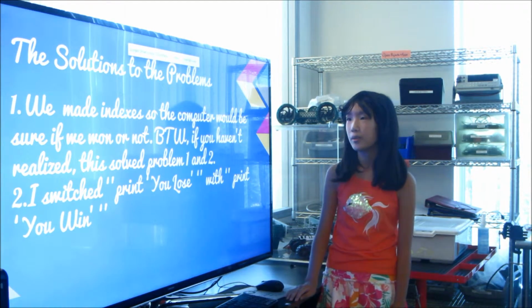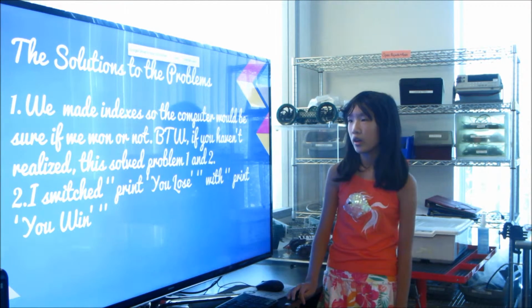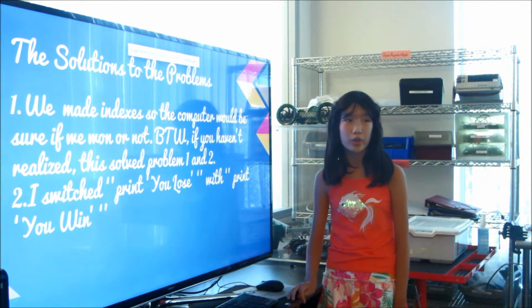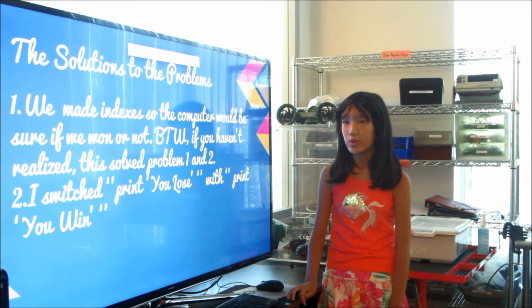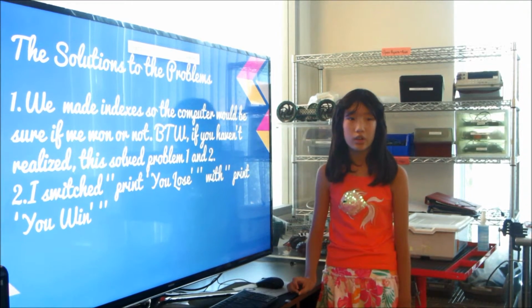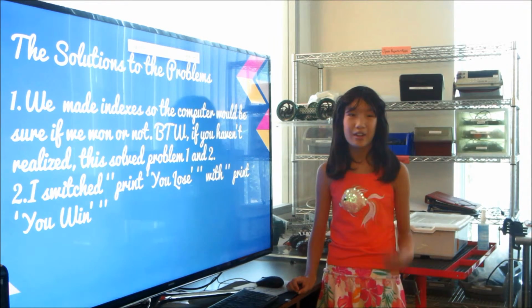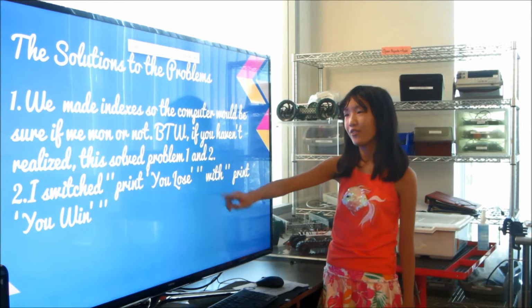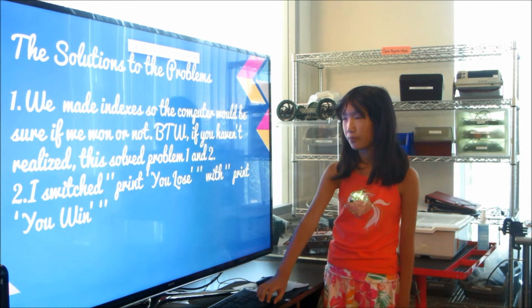The solution to the problems. Number 1, we made indexes so the computer would be sure if we won or not. The indexes were the secret code I talked about earlier, and those helped the computer recheck it. It let the computer know if we won or not. By the way, if you haven't realized, it solved problem 1 and 2. Number 2, I switched print you lose with print you win.